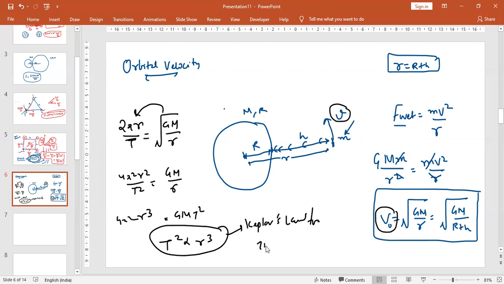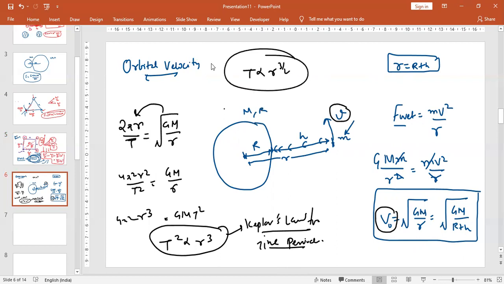for time periods. So for the time period of any satellite, the law is: the square of the time period is directly proportional to the cube of the radius of the orbit. So this is your Kepler's law for time periods. So T square is directly proportional to r cube, or we can also write T directly proportional to r to the power 3 by 2.